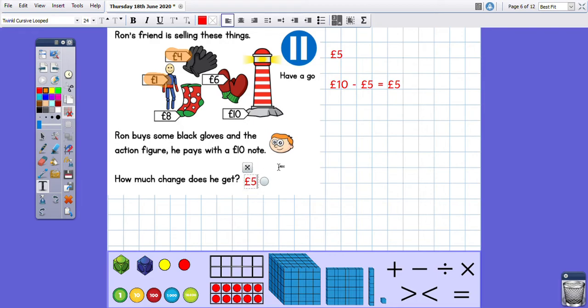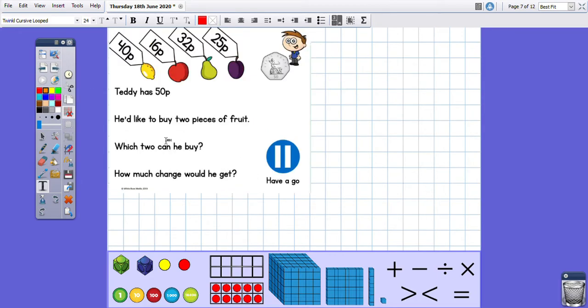Just like that. Okay. Teddy has got 50p. He would like to buy 2 pieces of fruit. Which 2 can he buy? So that's your first step. So step number 1. Which 2 can he buy? Because he might not be able to buy all of them. But then you need to work out how much change he would get.